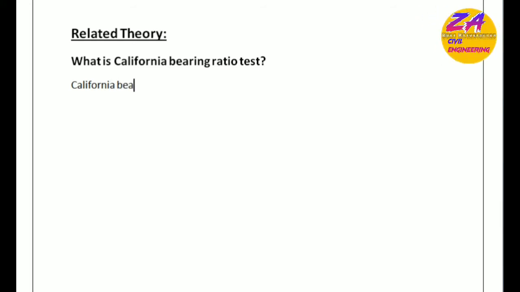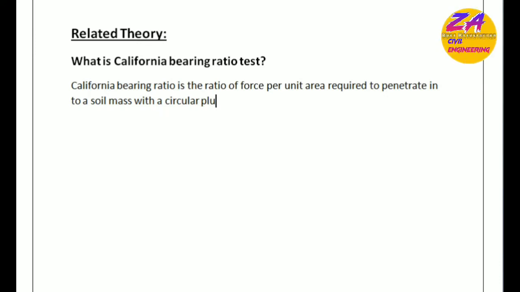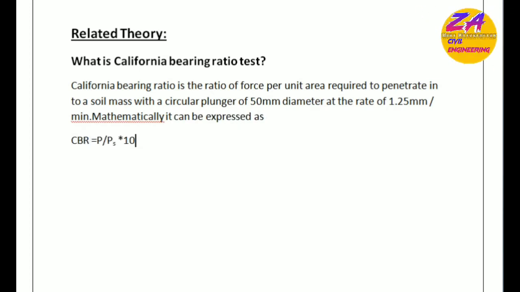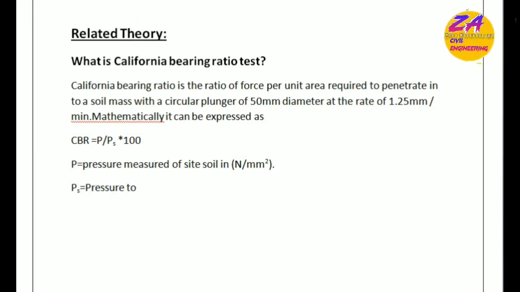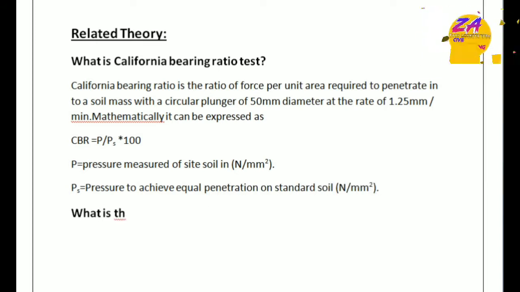What is the California Bearing Ratio test? California Bearing Ratio is the ratio of force per unit area required to penetrate into a soil mass with a circular plunger of 50 mm diameter at the rate of 1.25 mm per minute. Mathematically, it can be expressed as CBR = P over PS multiplied by 100. P is the pressure measured on site soils in Newton per millimeter squared. PS is the pressure to achieve equal penetration on standard soil.